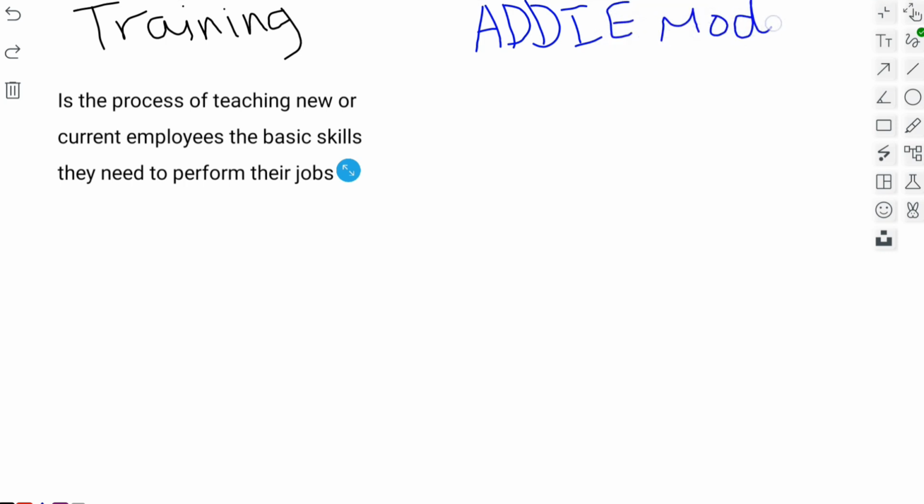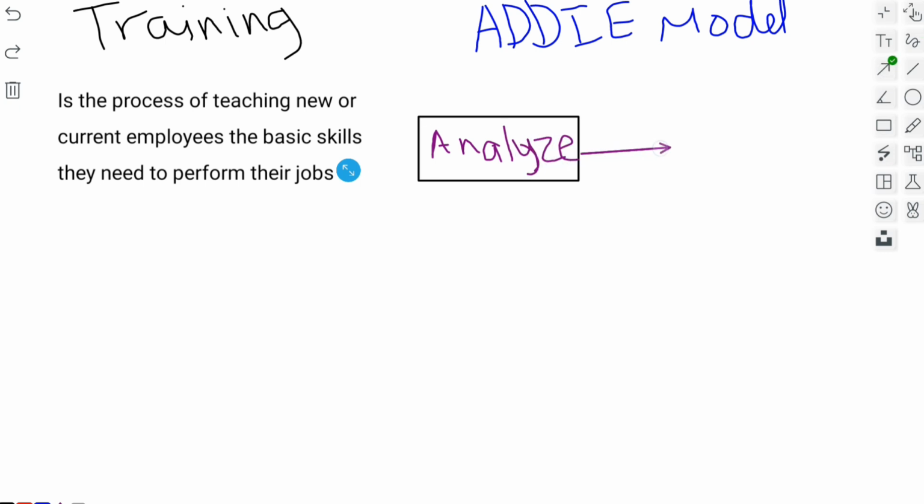The gold standard here is the basic ADDIE training process or model. The ADDIE training process or model combines five things. First, analyze. Before training employees, it's necessary to analyze their training needs. For new employees, employers use task analysis, basically a detailed study of the job, to determine what skills the job requires. But for current employees, performance analysis is required to verify performance deficiencies and determine if training is the solution.